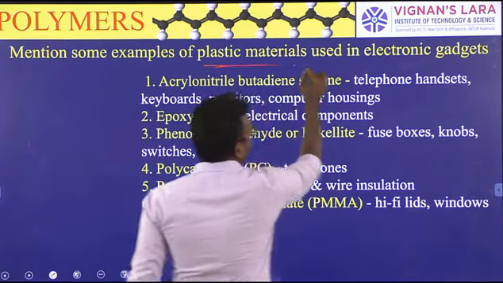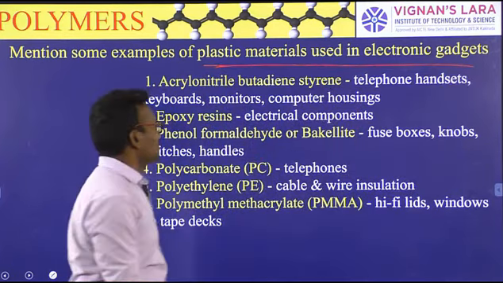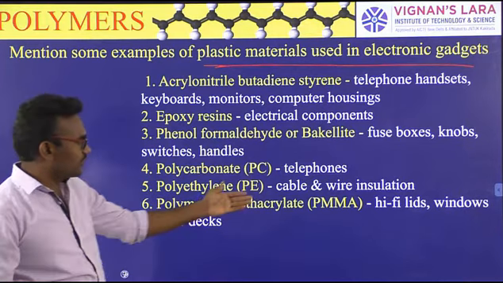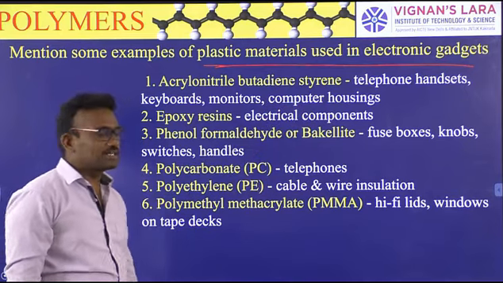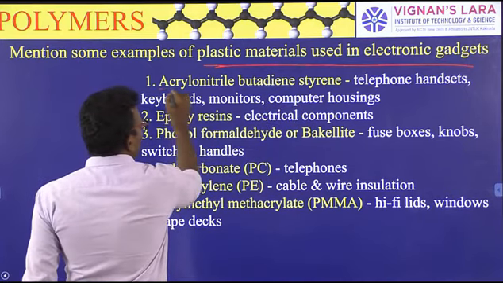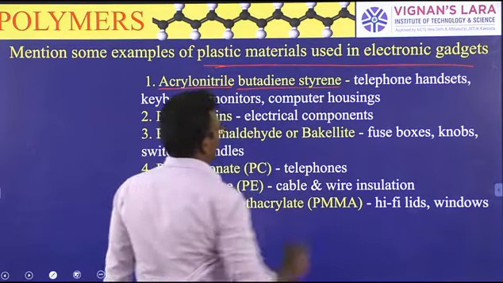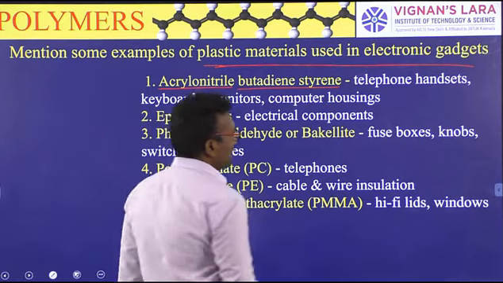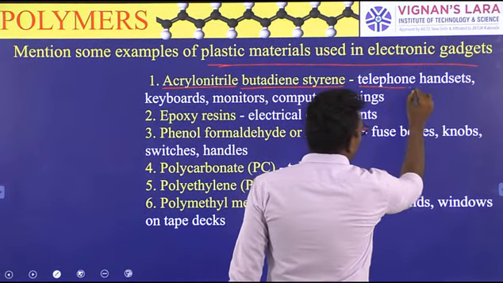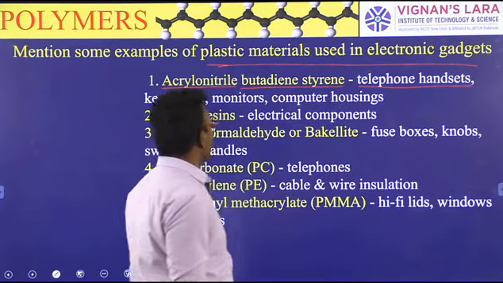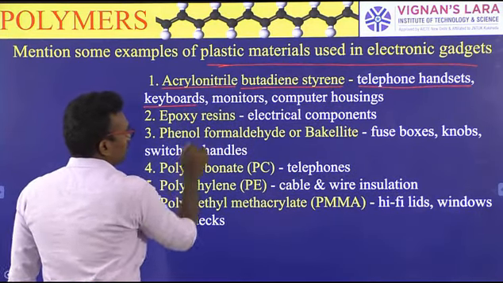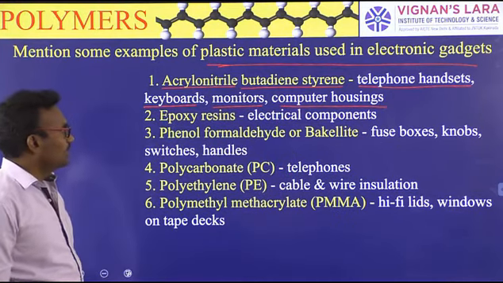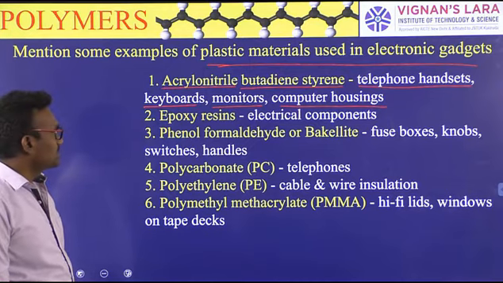Materials used in electronic gadgets. Some plastic compounds are used to design different types of plastic articles. The first is acrylonitrile butadiene styrene. This plastic is used to manufacture telephone handsets, keyboards, monitors, and computer housings. That is how plastic articles are designed.